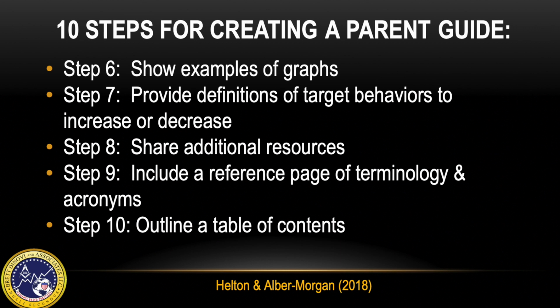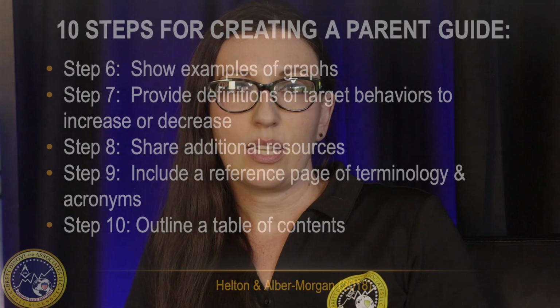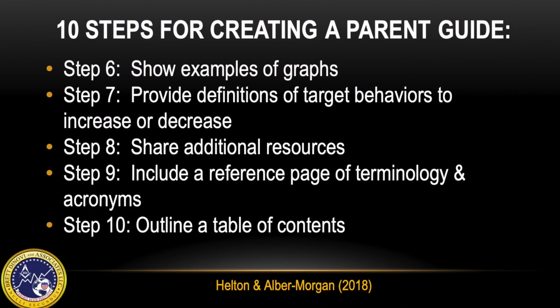Step 7, describe the target behaviors for their child. This step will describe each behavior of interest and the implemented intervention used to increase or decrease the targeted behavior. Step 8, share additional resources including the district website, parent support groups, or conferences in the parent's geographical area. Step 9, include a reference page of terminology with corresponding acronyms such as the acronym BIP, which means Behavioral Intervention Plan. Step 10, outline all of the information by using a table of contents with corresponding page numbers.